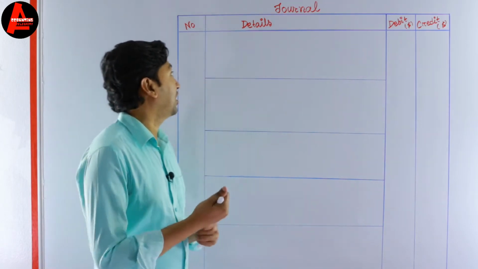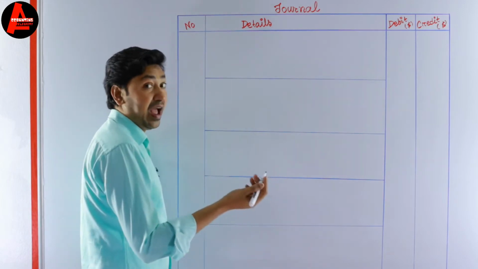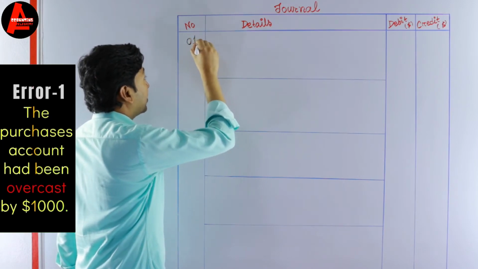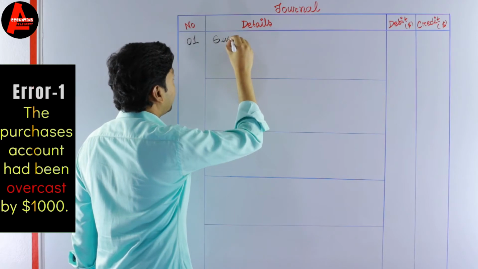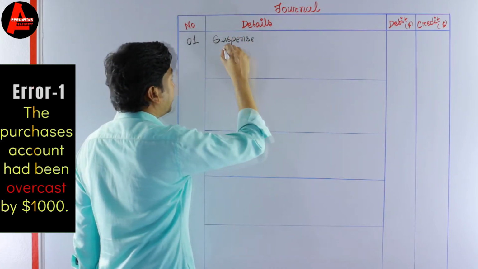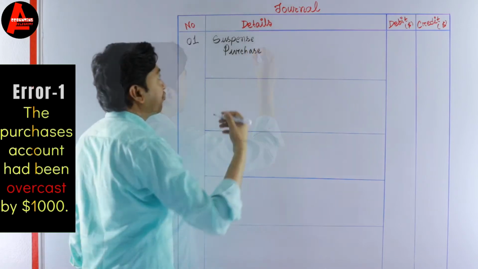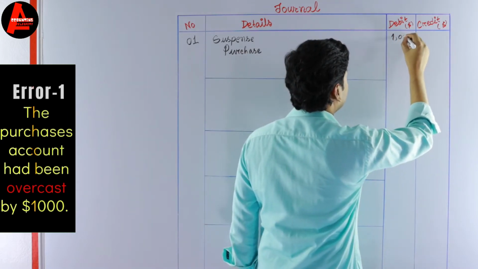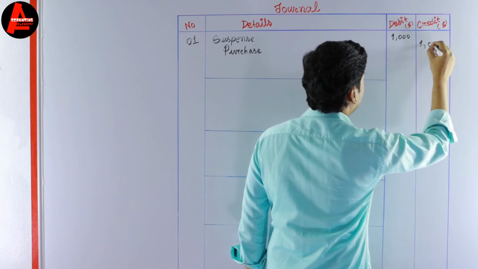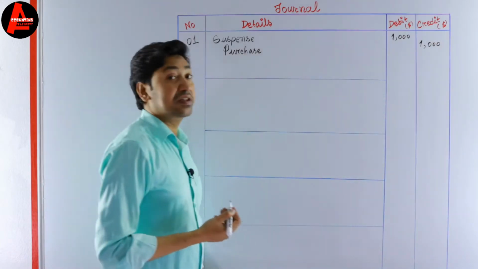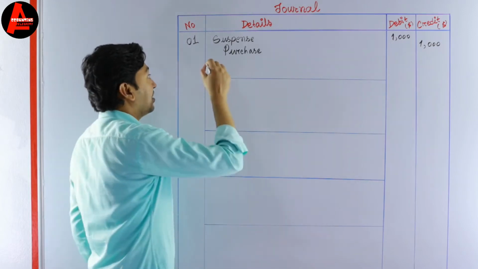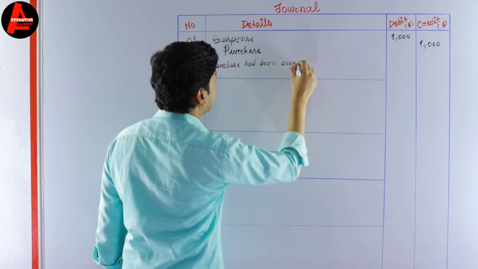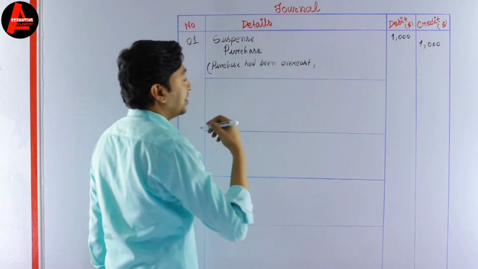Okay, so let us write here purchase to be credited, and we have to write the suspense account to be debited. So first of all, number one, so let us write here suspense account to be debited and purchase to be credited. Okay, the amount on the question is $1,000, so let us write here $1,000 on the debit and $1,000 on the credit. Okay, now what narrative we can write? So let us write here purchase had been overcast.